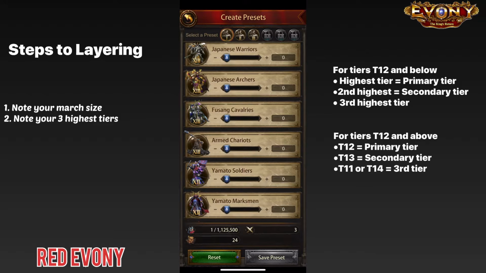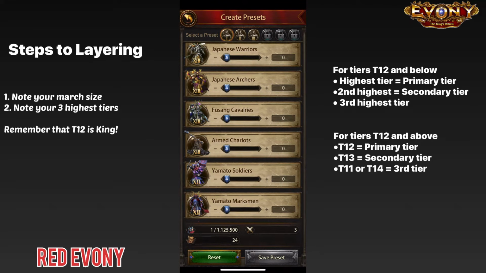You can see the relationship between the tiers right here. So for this case, I have 13, 12, and 11, with 12 being the primary tier, 13 being the secondary tier, and 11 being the third tier. So we need to take note of that as well.